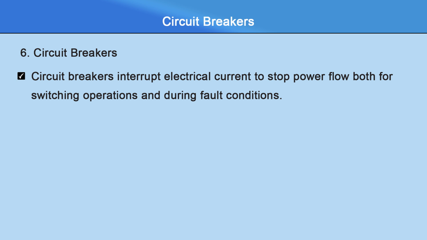Circuit breakers interrupt electrical current to stop power flow both for switching operations and during fault conditions. Molded case circuit breakers are usually located in low voltage distribution panels and in control boards.